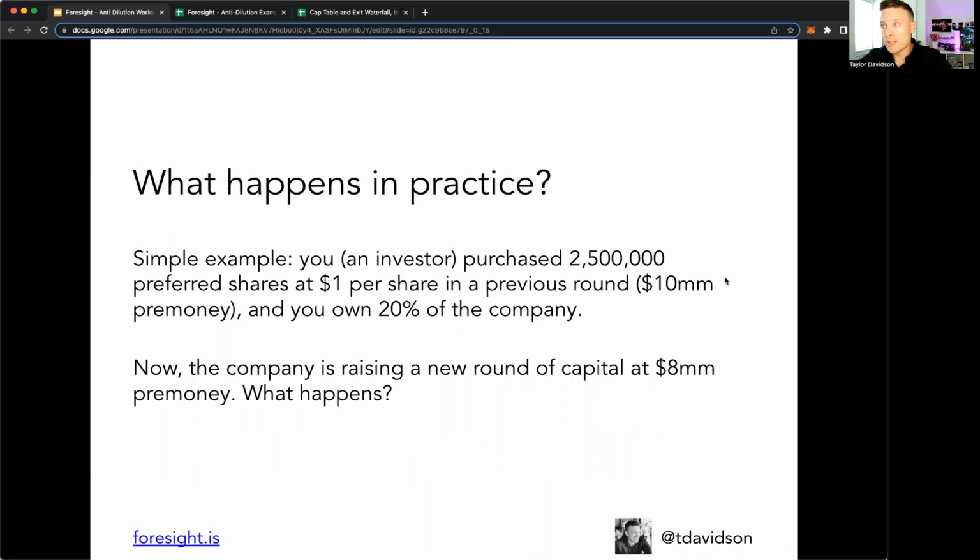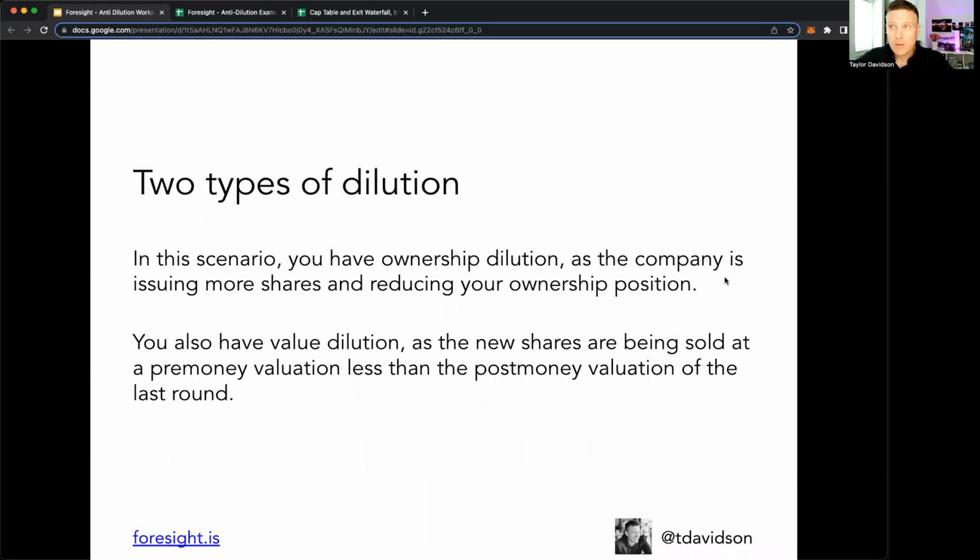So imagine an example where you, as an investor, purchased 2.5 million shares at $1 each at about a 10 million pre-money, and you come out of it owning 20% of the company. And then the company is raising a new round at 8 million pre-money. So what happens? In this scenario, there are two types of dilution that occur. One, you have ownership dilution, because the company is raising new capital at any valuation and issuing new shares, and you have a lower percentage ownership. You also have value dilution in this scenario.